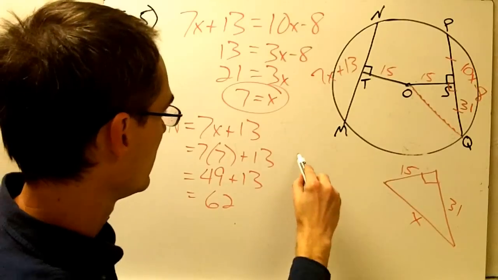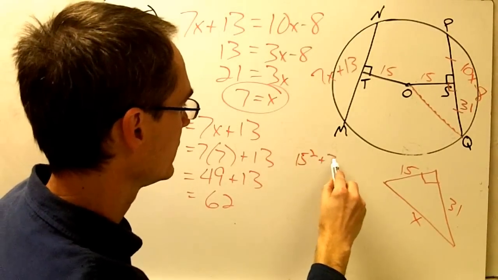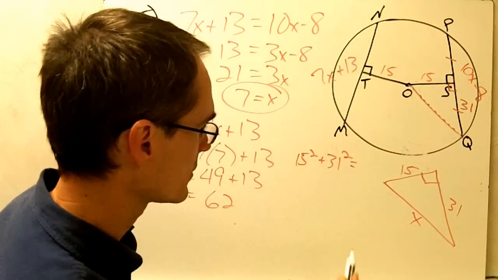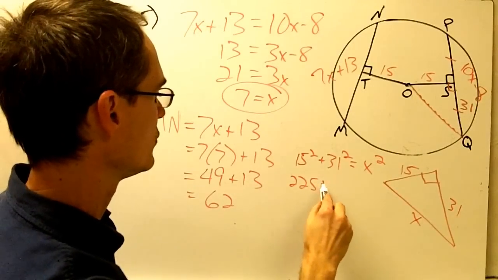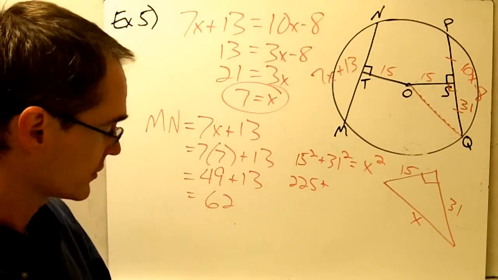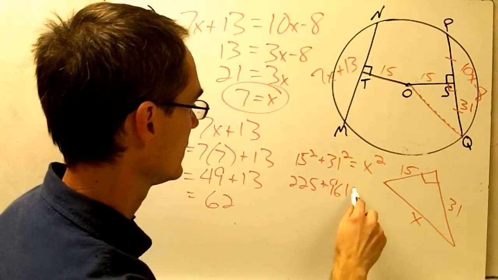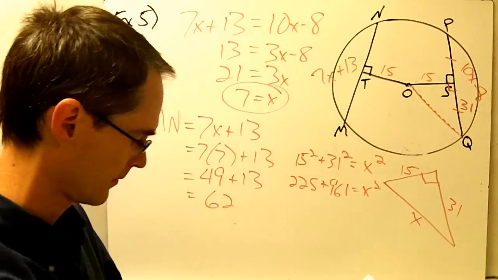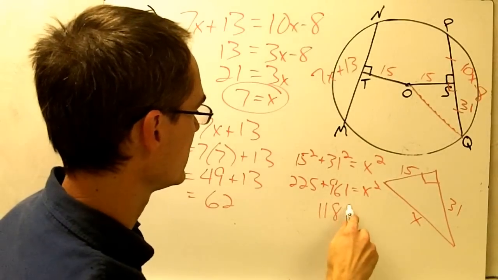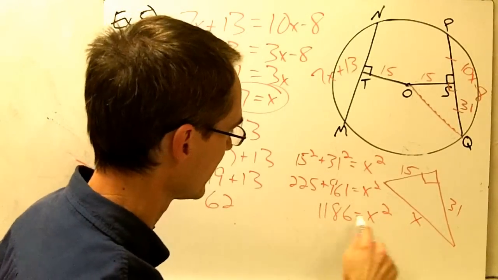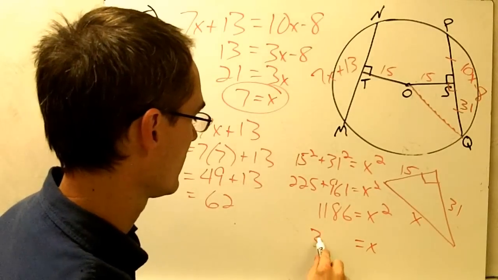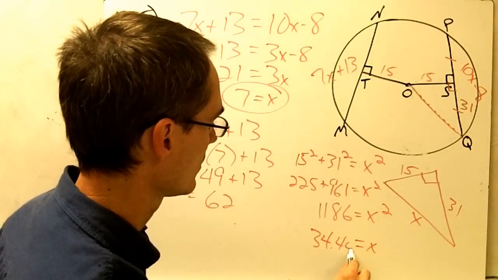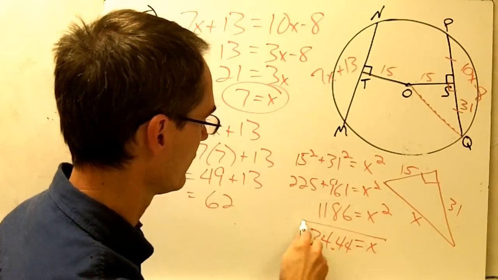So let's see. 15 squared plus 31 squared equals x squared. 15 squared is 225. 31 squared is 961. That's 1186 equals x squared. And if I take the square root of both sides, then I get x equals 34.44.